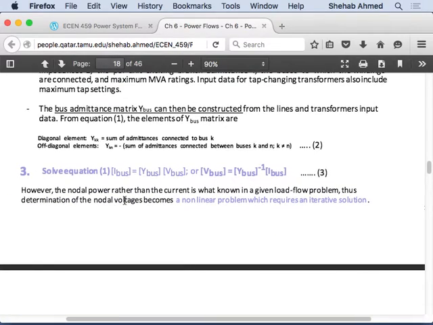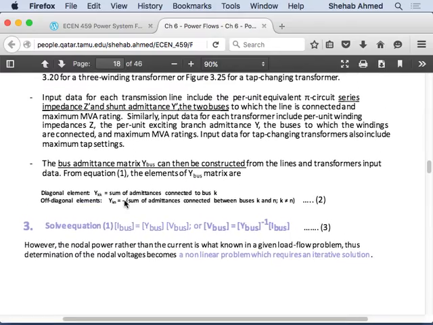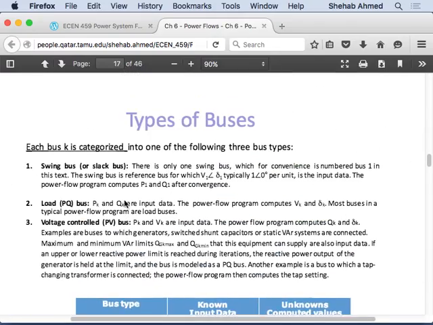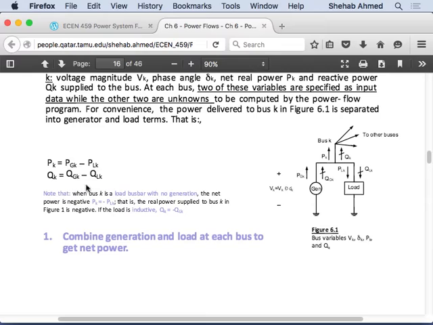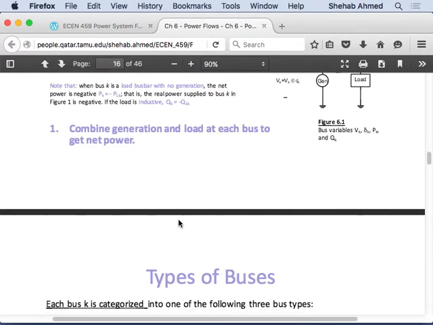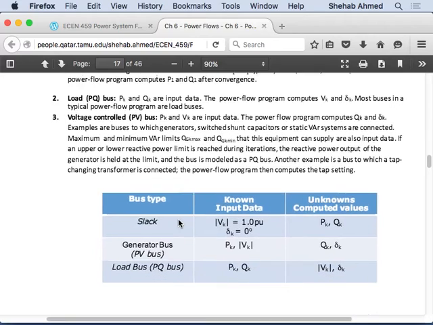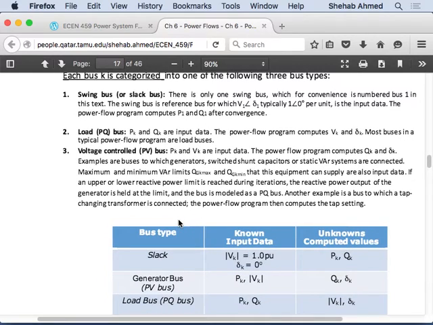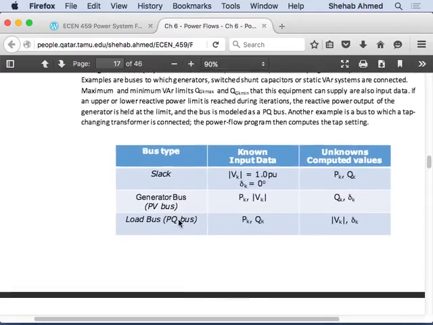Okay. So after you've gone through and identified what buses you have in the system, looked at the total power at the bus, and identified the different buses in the power system, either swing, load, or PV bus, or a generator bus.